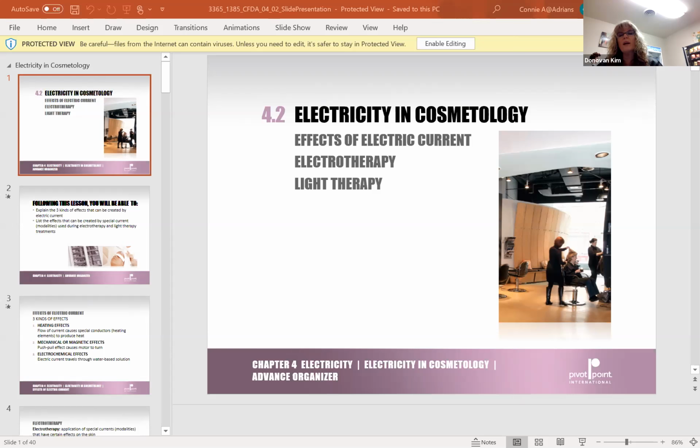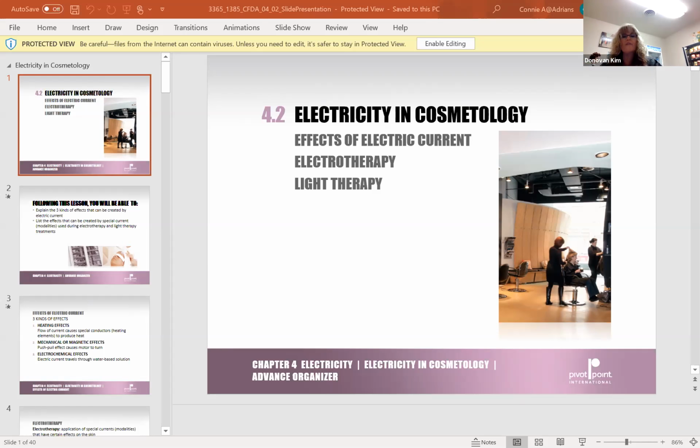So within that, we have electrotherapy. Electrotherapy is a term that you're going to need to know. This is the application of special currents, also known as modalities, and they have these different effects on the skin. So you have galvanic current, which is really popular in the aesthetics world. You have faradic current. Faradic current is something that we need to know about, but it's something that we do not use. It's more of a medical type of current. Well, in California, let's just say we can't use it.